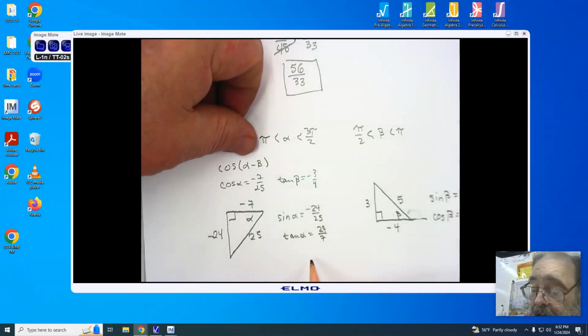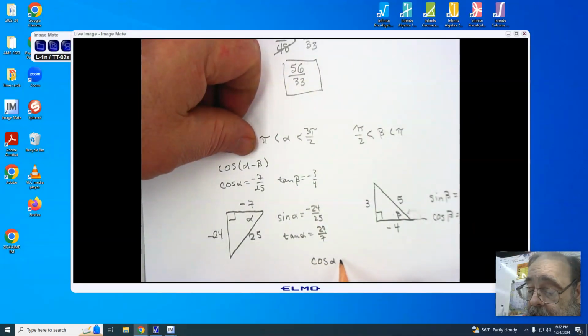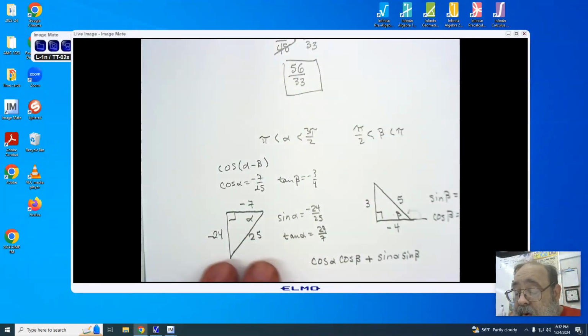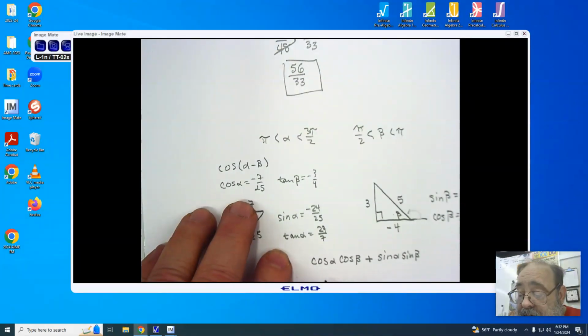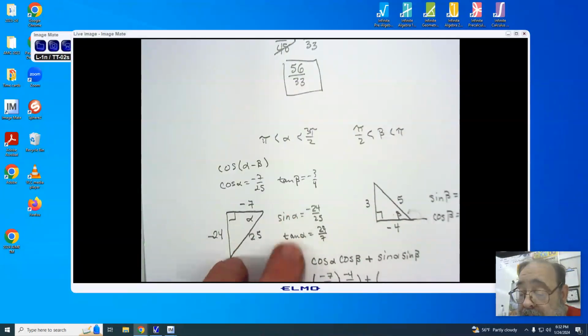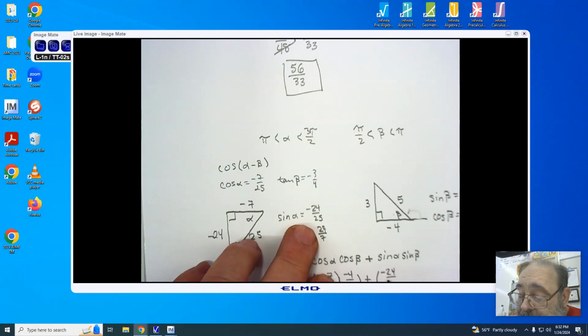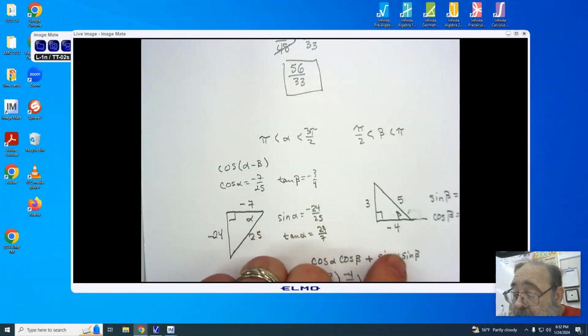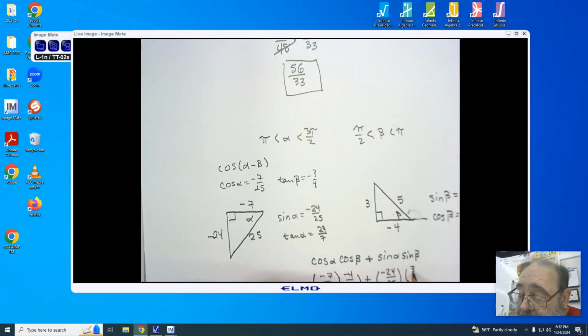We're going to use our formula, cosine of alpha, cosine of beta, plus sine of alpha, sine of beta. We're now going to do a direct substitution with our information. The cosine of alpha is negative 7/25. The cosine of beta is negative 4/5. We then have a plus. The sine of our alpha is going to end up being negative 24/25. And our sine of beta is positive 3/5.